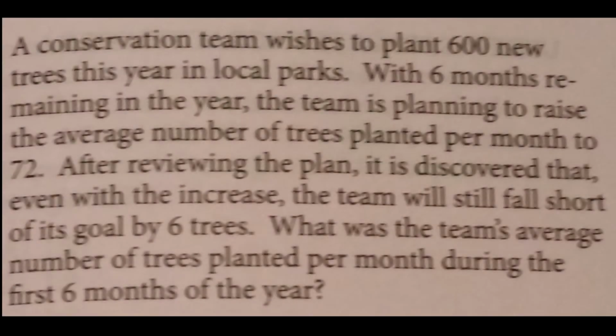A conservation team wishes to plant 600 new trees this year in local parks. With 6 months remaining in the year, the team is planning to raise the average number of trees planted per month to 72. After reviewing the plan, it's discovered that even with the increase, the team will still fall short of its goal by 6 trees. What was the team's average number of trees planted per month during the first 6 months of the year?